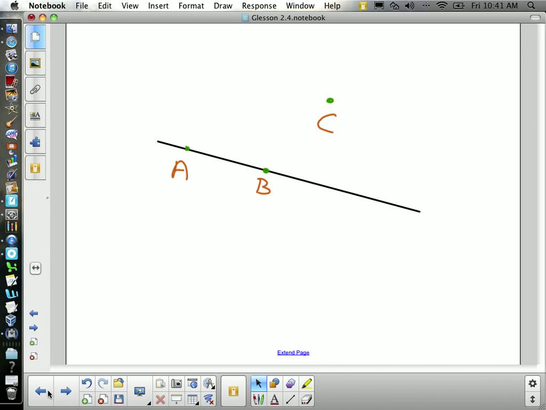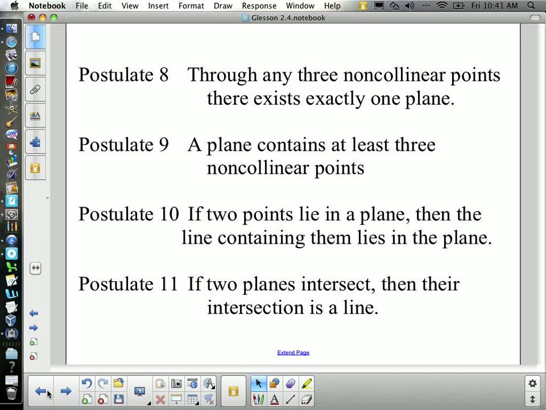And again, notice we start with 3 non-collinear points. Our conclusion is a plane. This is the reverse of that. A plane contains at least 3 non-collinear points. There we start with someone tells you, hey, you got a plane out there. The plane, we're going to call our floor of the plane. How many points does it have? It's got to have at least 3 that aren't all in the same line.